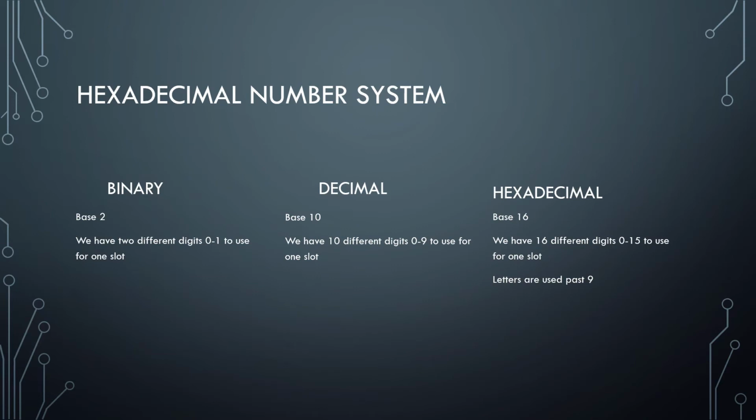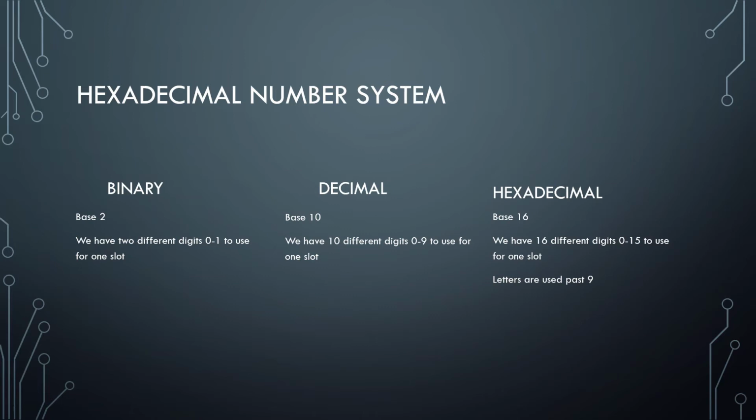In addition to binary, there is one more number system that we're going to be looking at this week. That is the hexadecimal number system. So as a quick reminder, a binary system uses a base 2. We only have 2 different digits before we start over, right? So we just have 1 and 0. The decimal system is a base 10. We have 10 different digits to use for that, 0 through 9. And hexadecimal is using base 16. So we can represent the digits 0 to 15 in one slot.